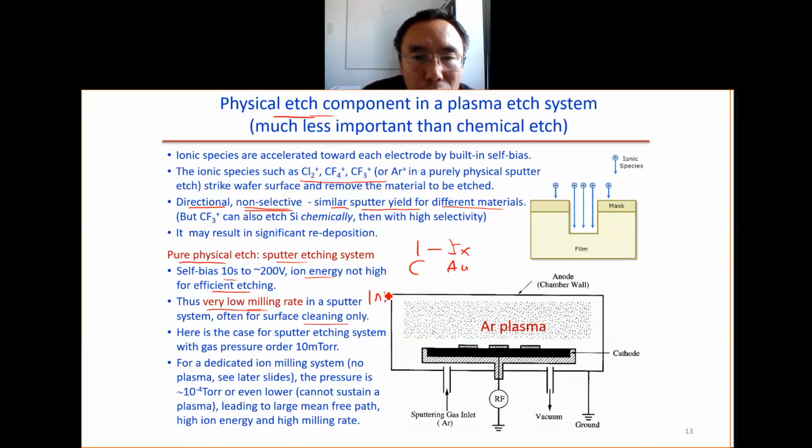If we etch away 1 nanometer, we say it's cleaning. So this is okay. But if we want to etch 10 nanometers, it will be difficult. It is difficult because first, the energy is not very high. Secondly, we have the gas molecules. So we have like 10 milliliter.